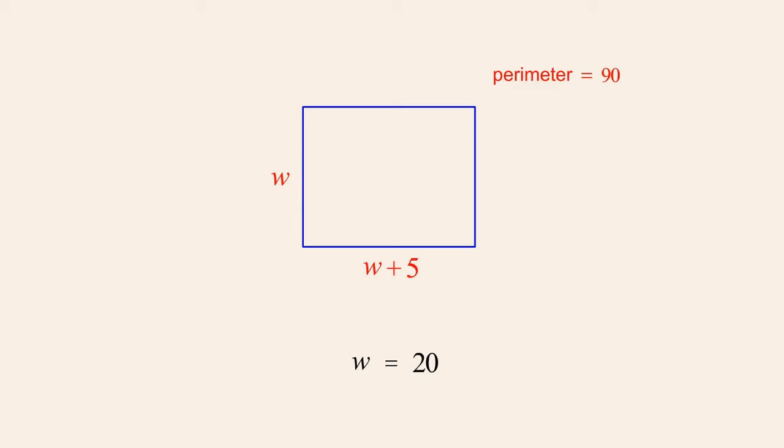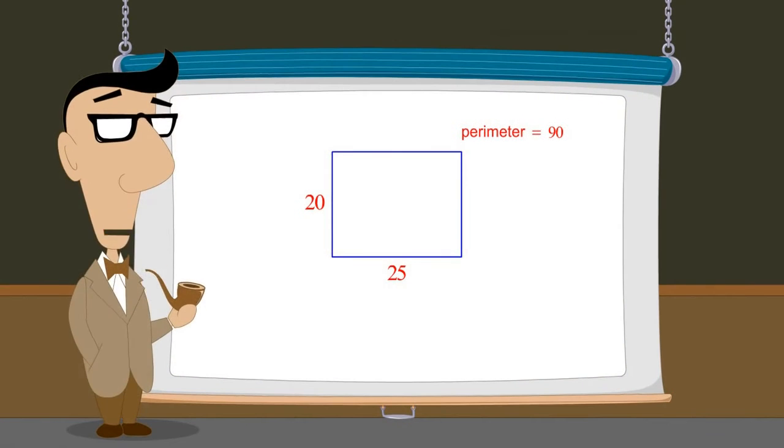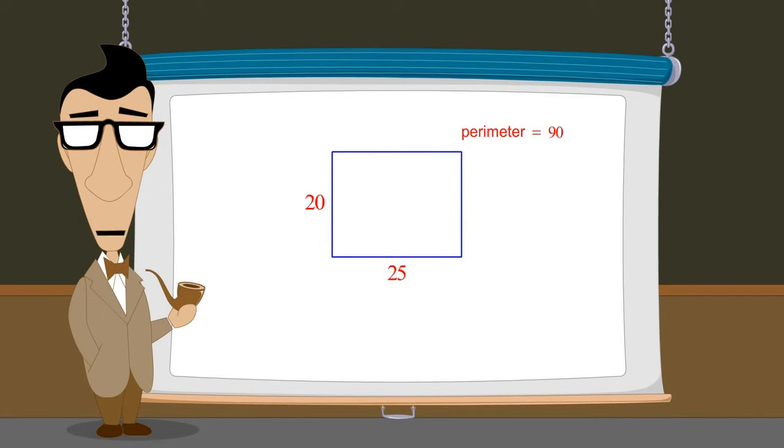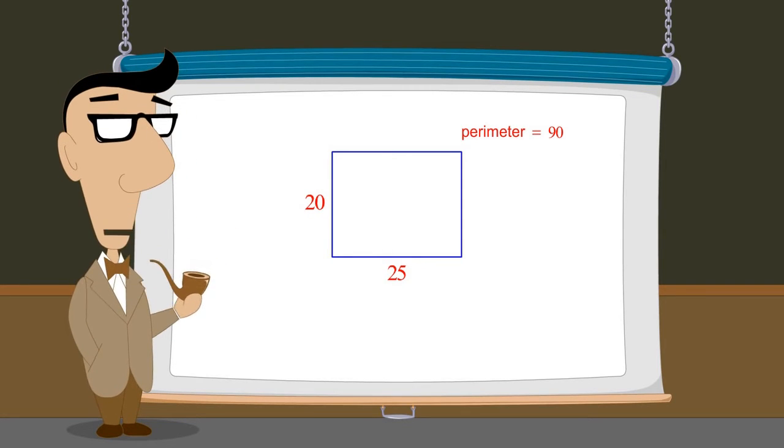Setting the value of W to 20, we see that the width of the room is 20 feet, and the length is 25 feet. This solution is reasonable, since we are told that the length of the room is 5 feet longer than its width, and the sum of the lengths of all four sides, 25 plus 20 plus 25 plus 20, is equal to the perimeter, which is 90 feet.